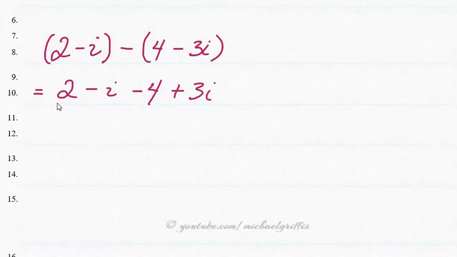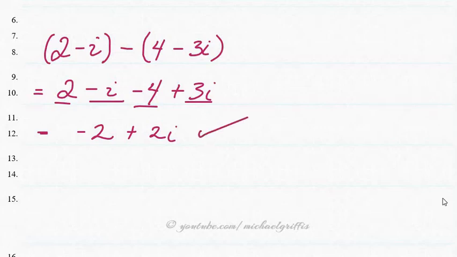Okay, let's look at the real parts. 2 minus 4 is negative 2. And we have a negative I and a plus 3I. That's going to give us a plus. What's that going to give us? 2I. Yeah. All right, standard form. There it is. Bam.